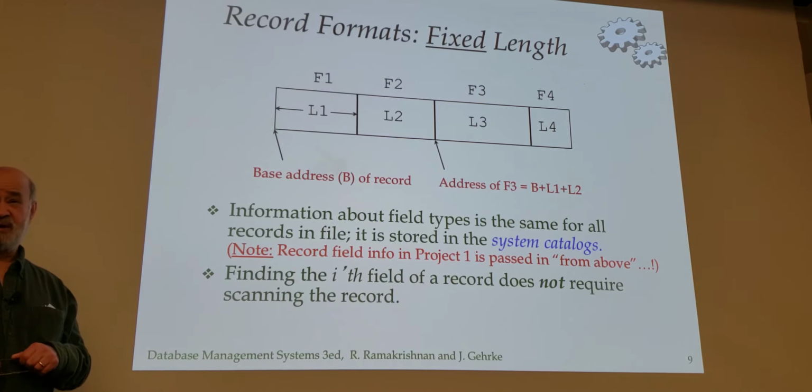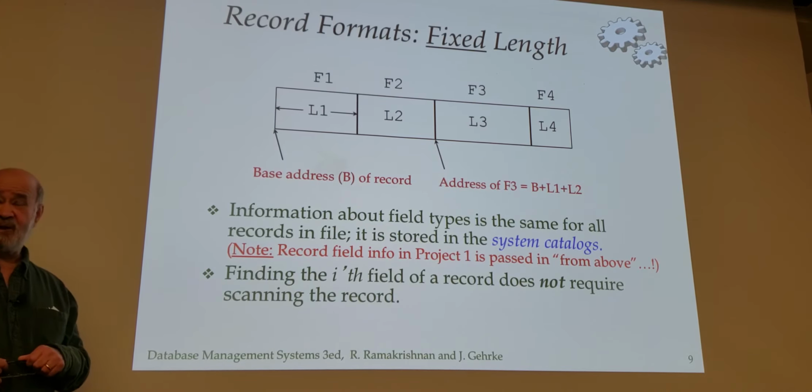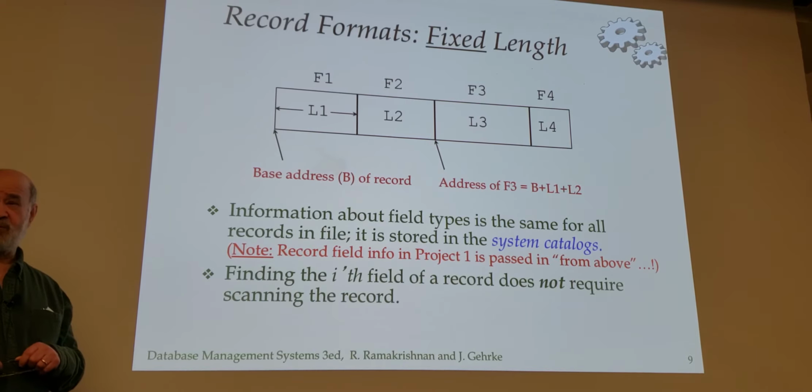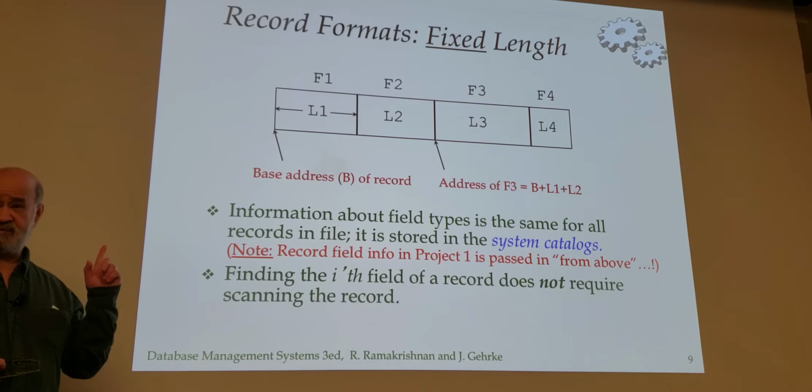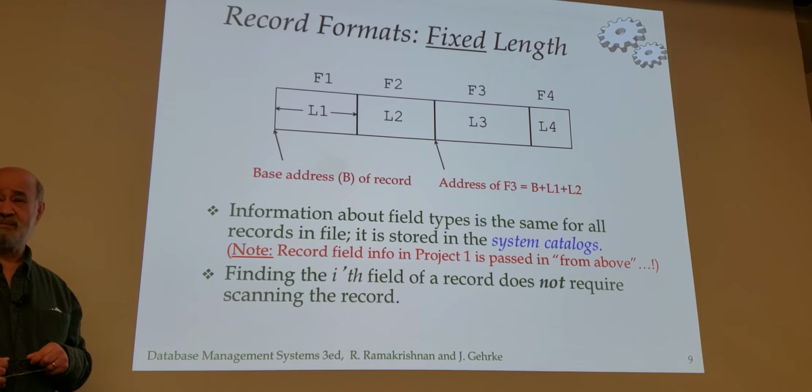They're there. And so what you could do is figure out where field 3 starts by basically saying, well, I know how long field 1 is, that's L1. I know how long field 2 is, that's L2. I don't store those for every record, because it's the same for every record. Why do I want to store it every time? It's the same. It's going to be in the system catalogs that we're going to be talking a lot about. I only have to store it once.